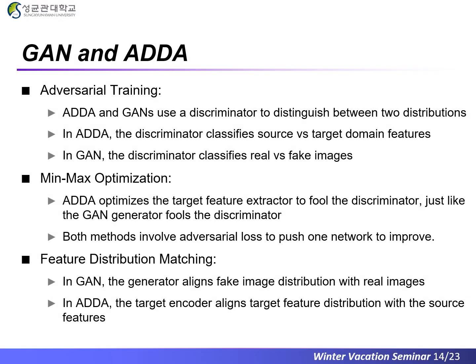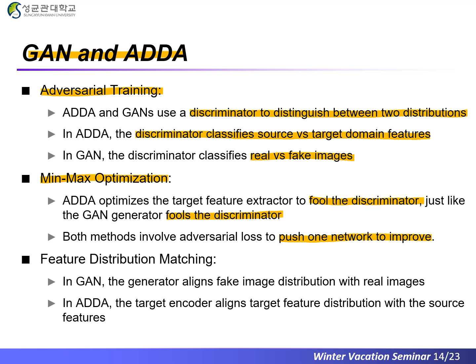Let's look at the core similarities between ADDA and GAN. First, adversarial training. Both ADDA and GANs rely on a discriminator to distinguish between 2 distributions. In ADDA, the discriminator classifies source versus target domain features. In GAN, the discriminator classifies real versus fake images. Second, ADDA optimizes the target feature extractor to fool the discriminator, just like the GAN generator fools the discriminator. Both methods involve adversarial loss to push one network to improve.